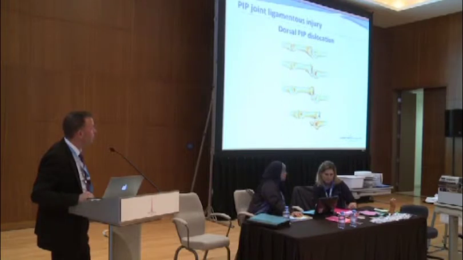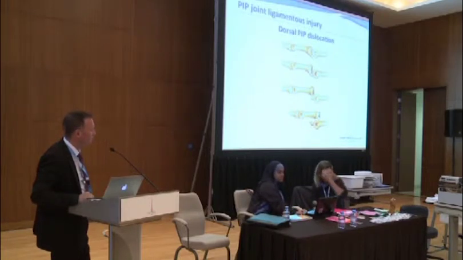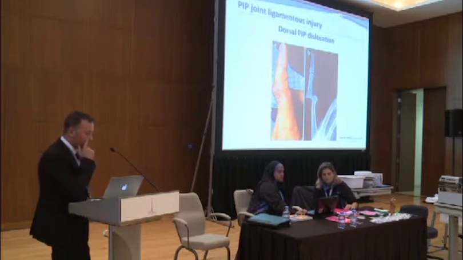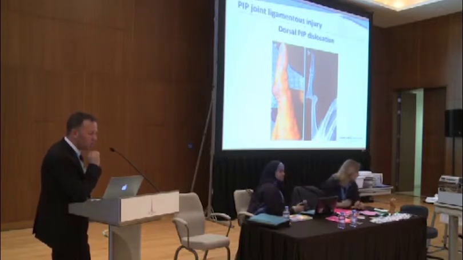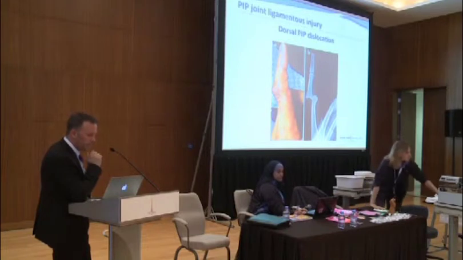Stage 1, you have only a bone avulsion. Stage 2 and 3, you have an avulsion with a dislocation, and the last stage with a fracture dislocation. And you see the patient before, he has a dorsal dislocation without any fracture. So the volar plate is a complete rupture.